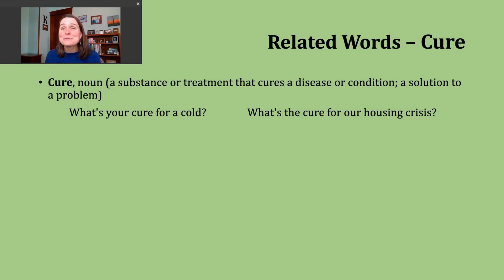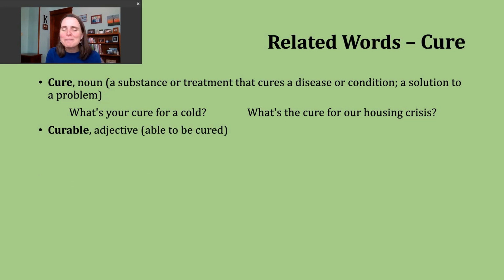A second way to use the noun cure is to talk about a solution to a problem. An example of this. What's the cure for our housing crisis? Right? So, how do we fix this? How do we solve this problem?